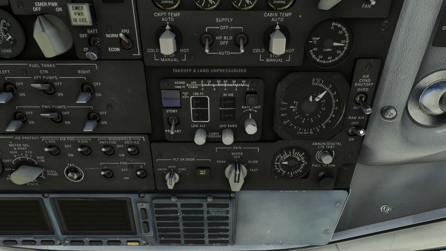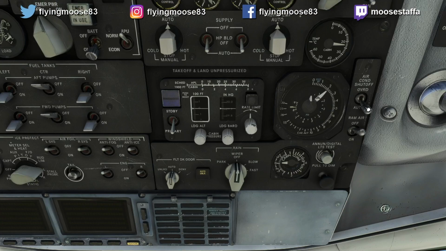And then ram air, if you have a problem with your bleed air system, you can turn on the ram air. So obviously when you're moving through the air, it will force air into the cabin through a ram air system and get you some pressurization that way. Not entirely the best, but it's better than nothing. And so that's there. But again, that normally stays in off unless it's needed for catastrophic type things.